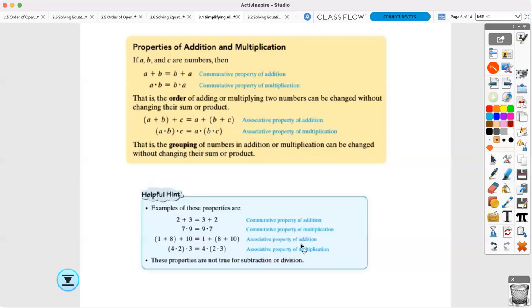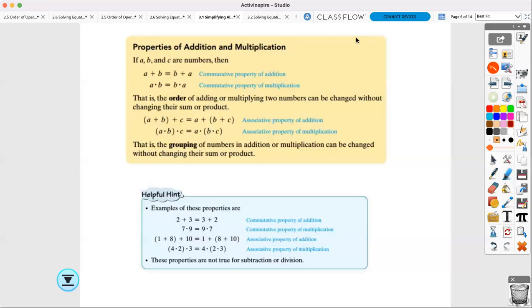Did any of you guys see these properties in high school? If you remember. Oh, nice. You had a good high school then, ma'am. Good. Very good. Now, let me explain what these properties are.